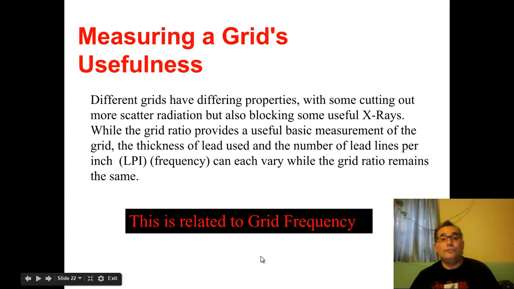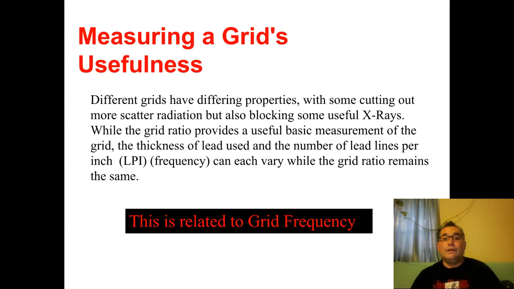Different grids have a lot of different properties, with some cutting out more scattered radiation but, as I've mentioned, also blocking out these useful X-rays. So this is where our Bucky factor comes in. We're going to have to increase our exposure if we go to a higher grid ratio.